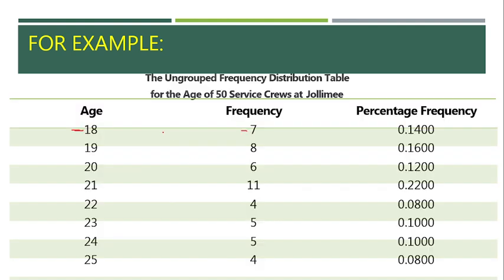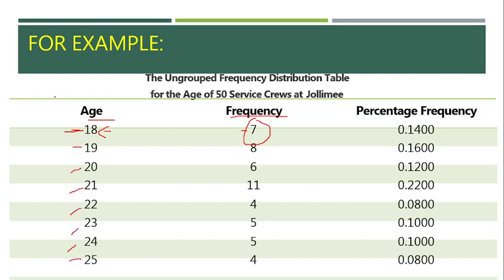So, basically, the column header, frequency, shows how often this age of 18 appears, that is, how many crews at Jolly Me Restaurant are aged 18. So, there are 7 Jolly Me crews. Okay? So, aside from 18, of course, we have the value of 19. There are some crews that have the age of 19, 20, 21, 22, 23, 24, and 25.